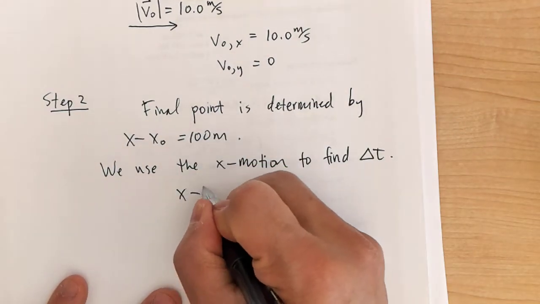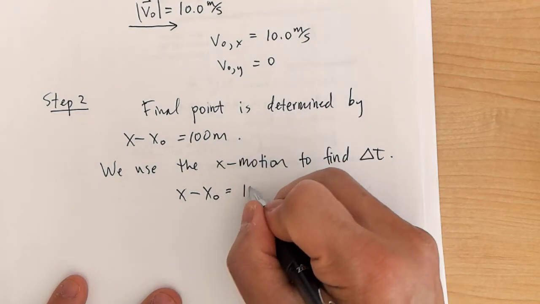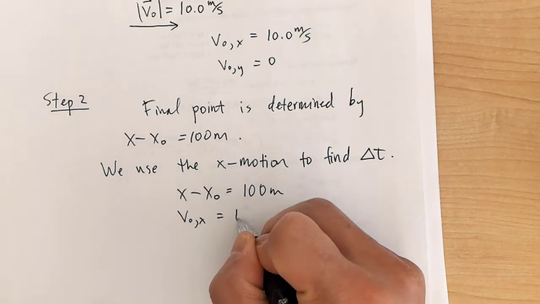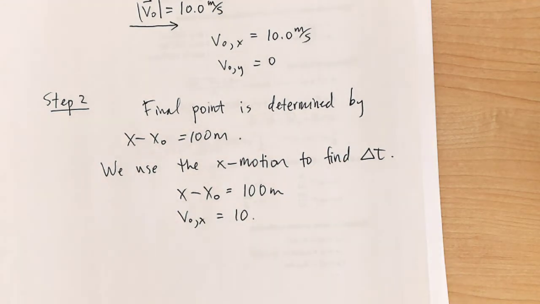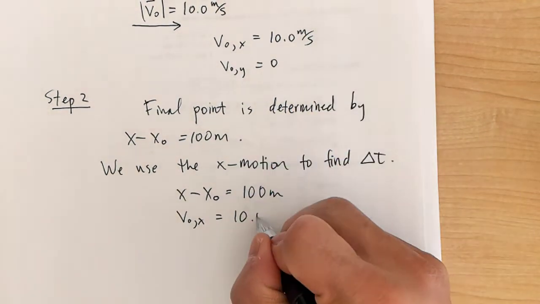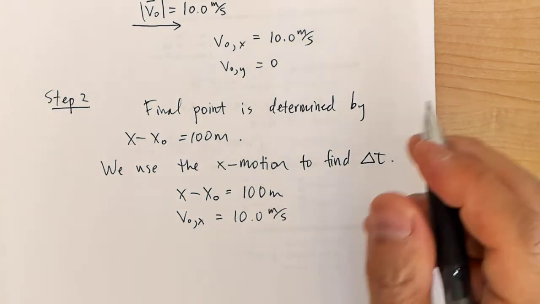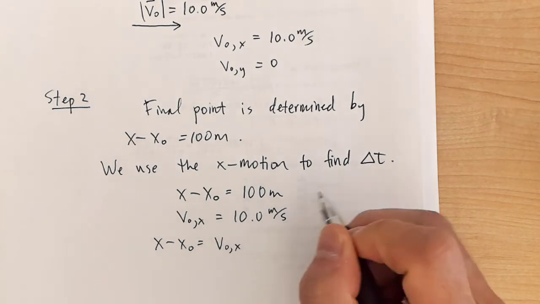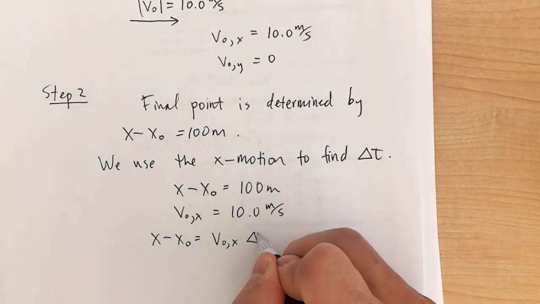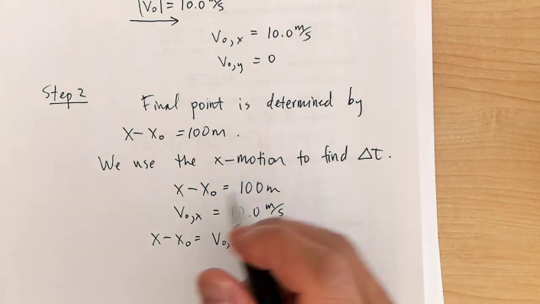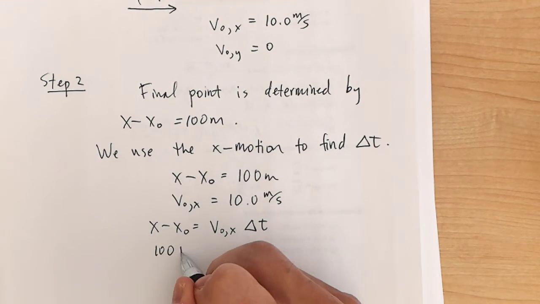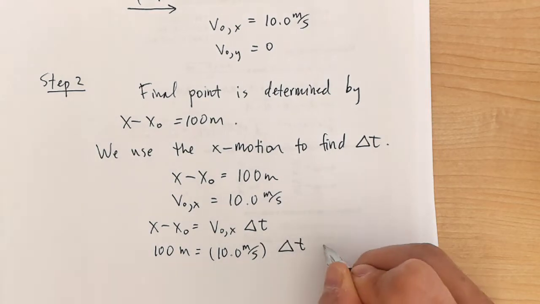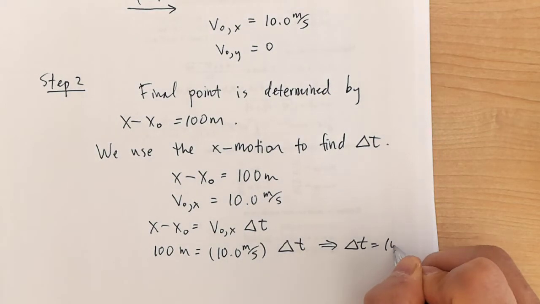Okay. So we have x minus x0 is equal to 100 meters. And we have v0x, the initial velocity, and that's 10.0 meters per second. And so we have x minus x0, with constant velocity, so it'll be the initial velocity times delta t. And we can plug in, we have 100 meters here, we have 10, the numbers work out pretty well. So therefore, delta t is equal to 10 seconds.